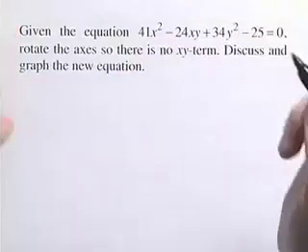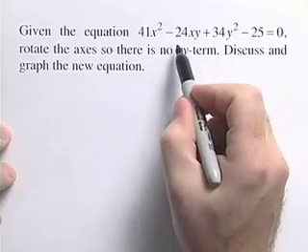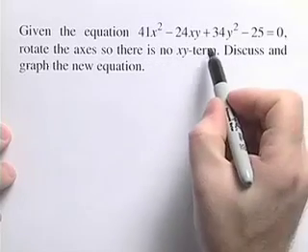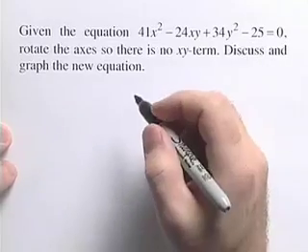Here we're given the equation of a conic. We'd like to rotate the axes so that there's no xy term, and then we're going to discuss and graph the new equation. We're given the equation 41x squared minus 24xy plus 34y squared minus 25 equals 0.